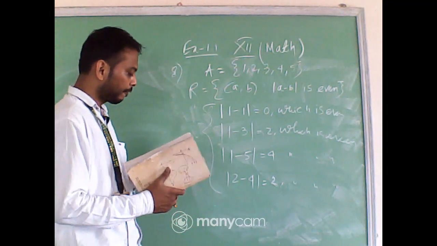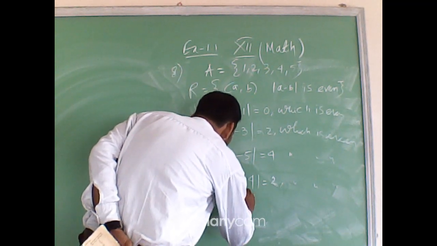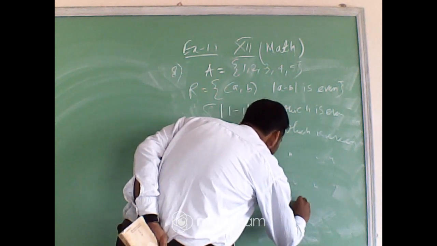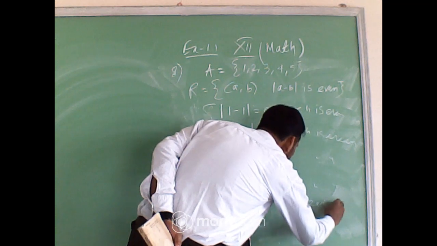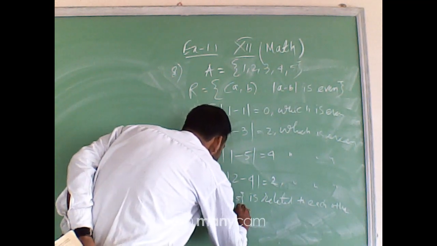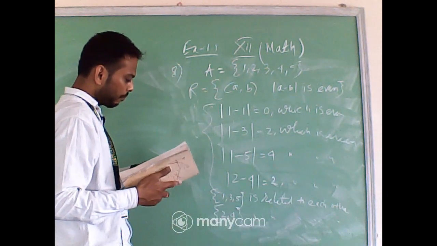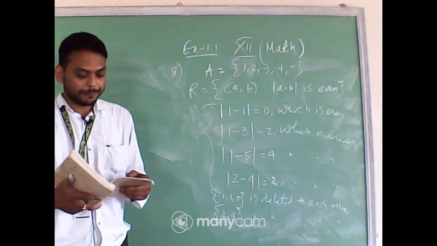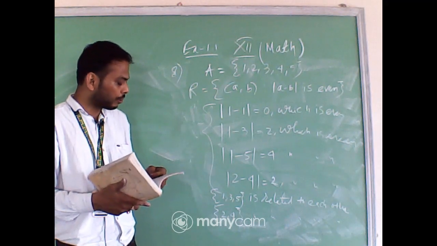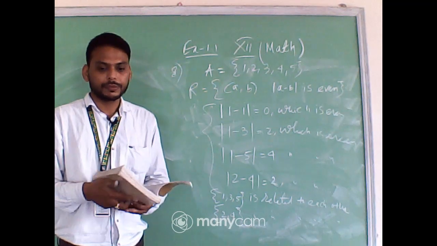Write it. Therefore 1, 3, 5 are related to each other, and 2, 4 are related to each other, but no element of {1, 3, 5} is related to any element of {2, 4}. Okay, just write it also. That is our question number 8.